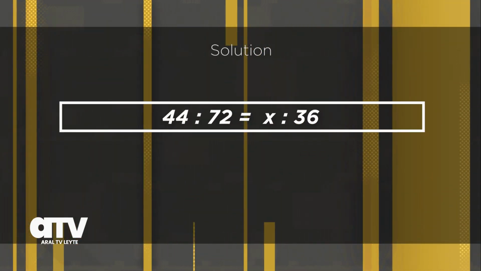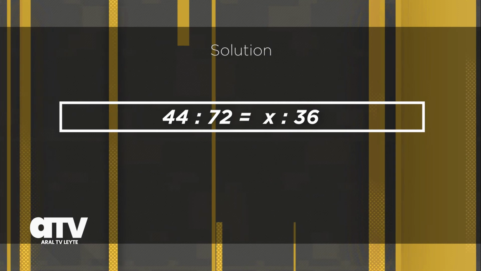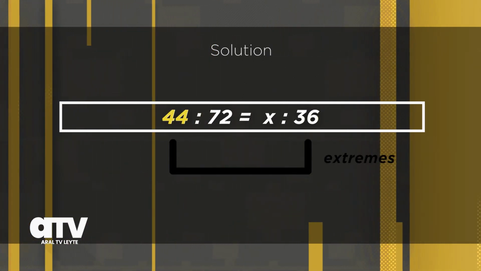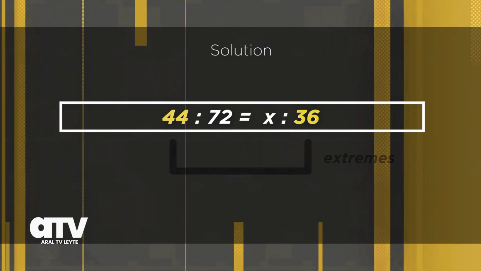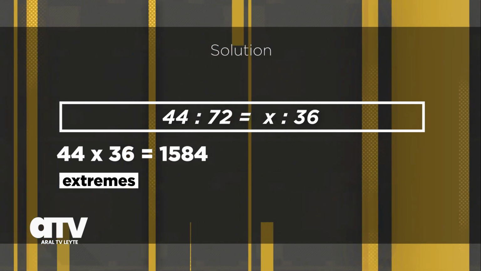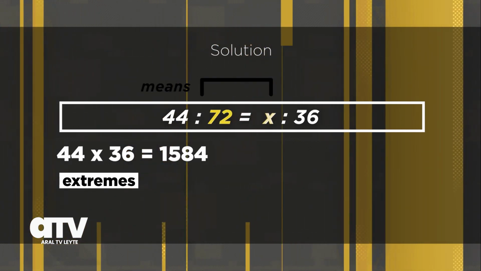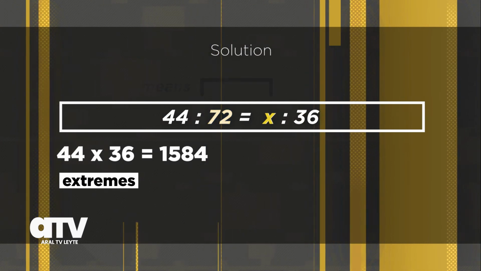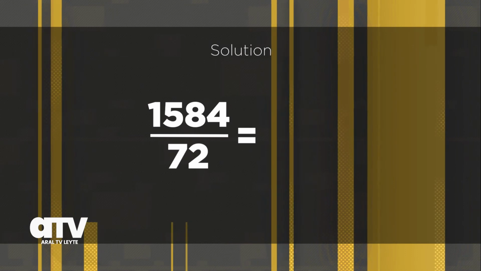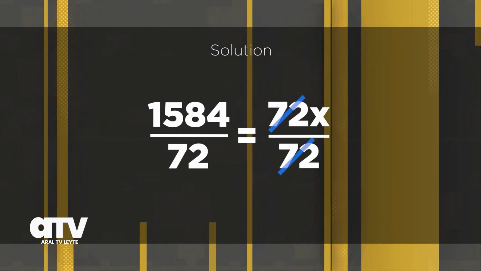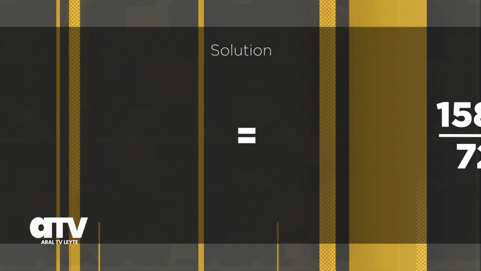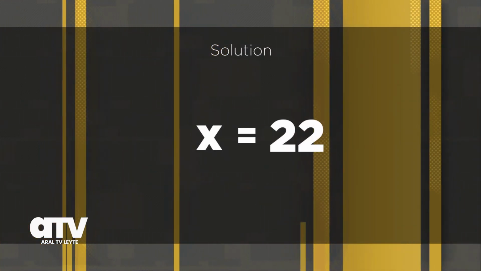Solution. 44 is to 72 as X is to 36. Multiply the extremes. 44 times 36 is equal to 1,584. Multiply the means. 72 times X is equal to 72X. Divide 1,584 by 72, the number multiplied to the missing term. Therefore, x is equal to 22.